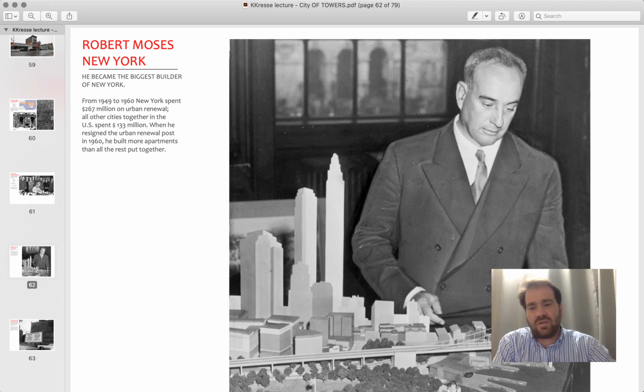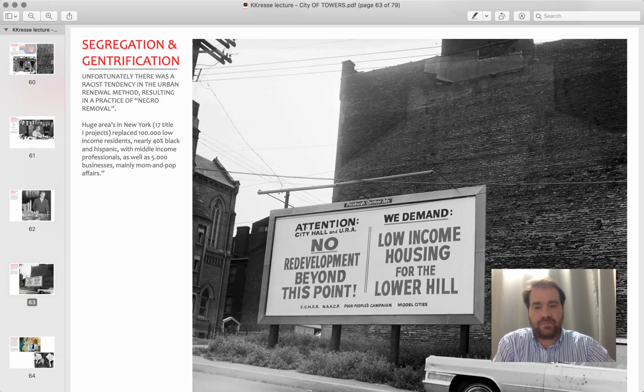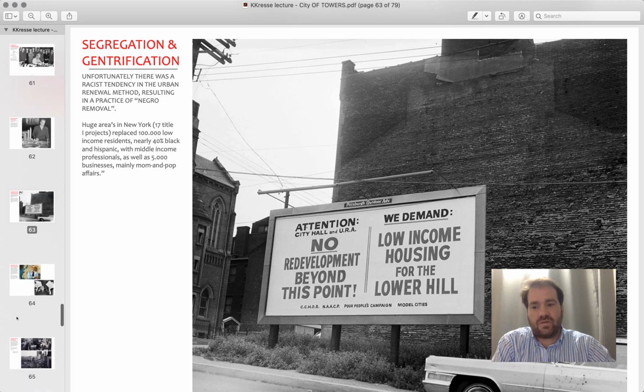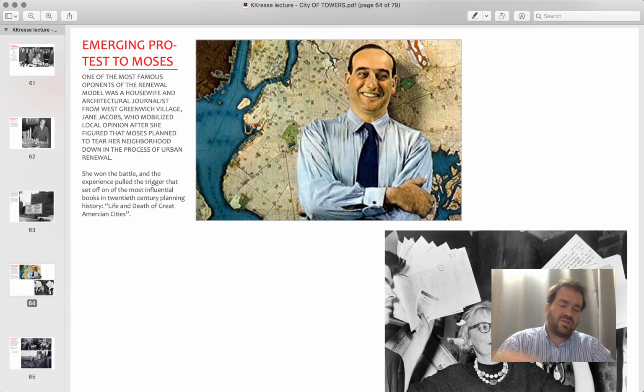This is a figure that became famous, Robert Moses in New York. He was pushing lots of evictions because he was in charge of planning highways in New York. Spent a lot of money on highways and with it urban renewal in New York. Then out of this kind of resistance emerged. And I'm going through these slides a little bit quicker because we'll talk about this conflict more.